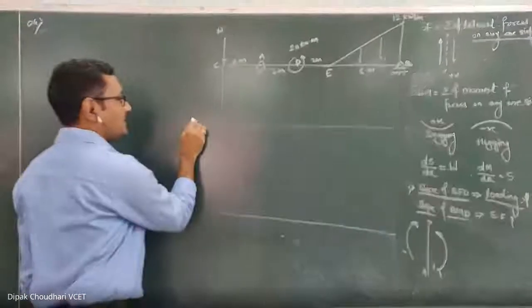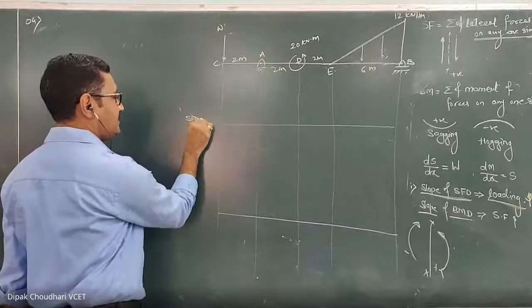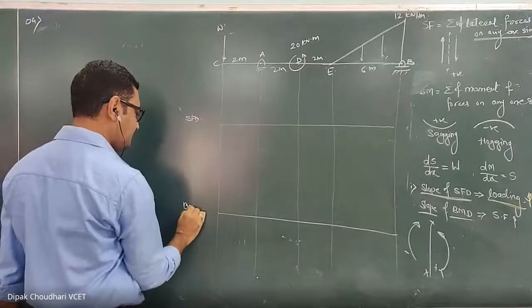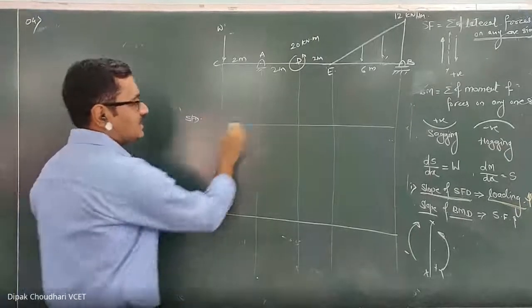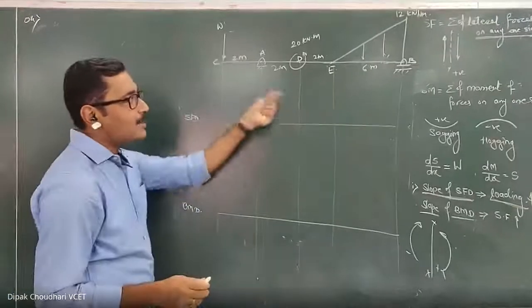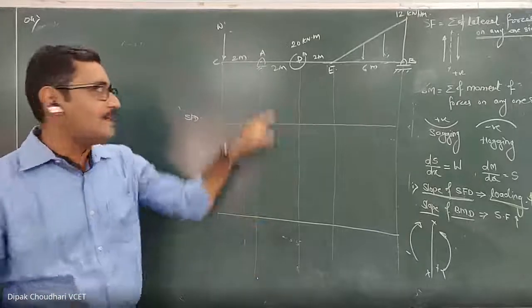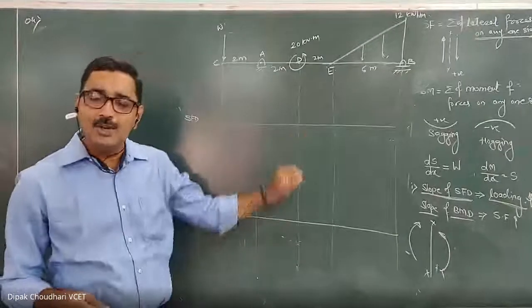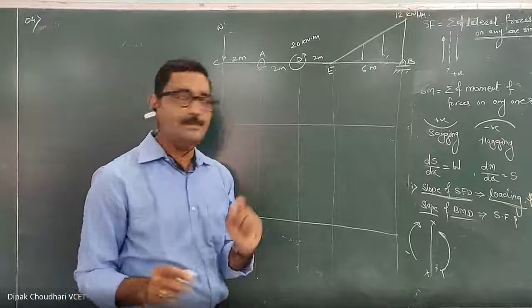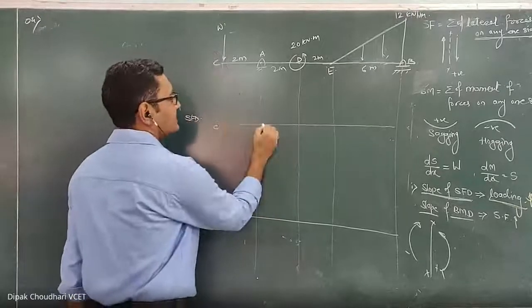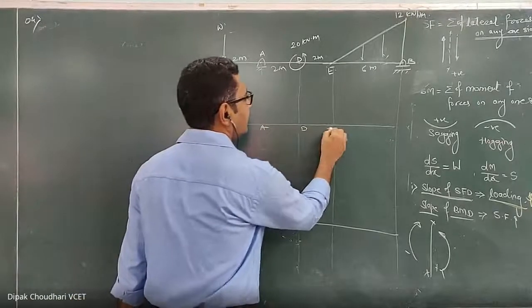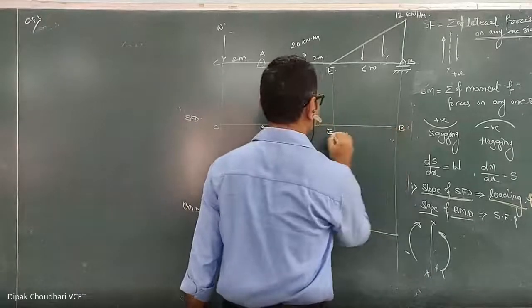We have to draw the shear force and bending moment diagram only. This is the SFD, this is the BMD, and these are the baselines where the shear force and bending moment values are 0. Above this line, we are going to consider the positive value of the shear force as well as bending moment. Below this line, negative values. These are the key points: C, A, D, E, and B.